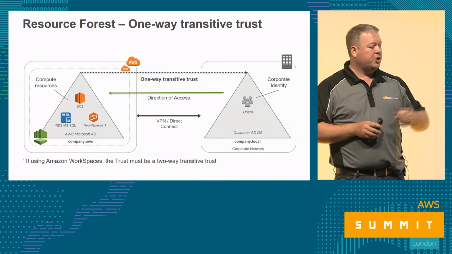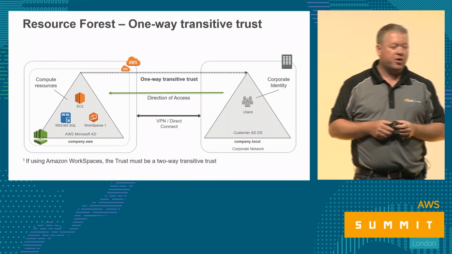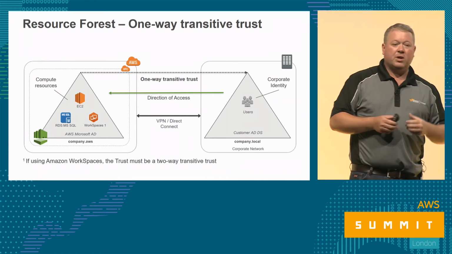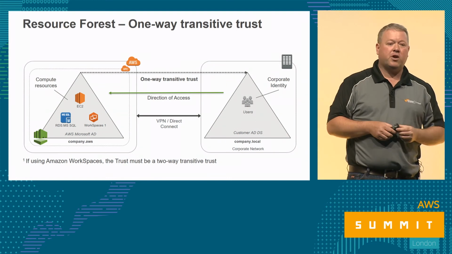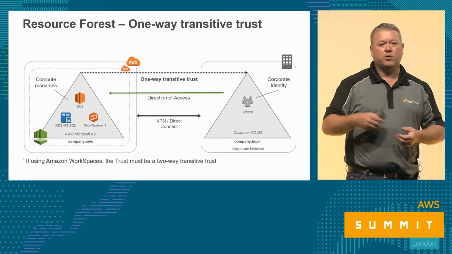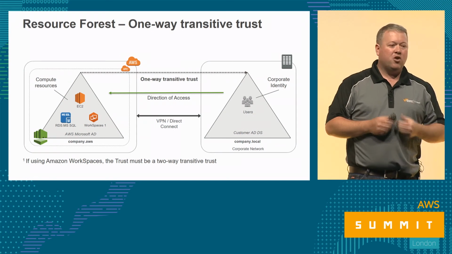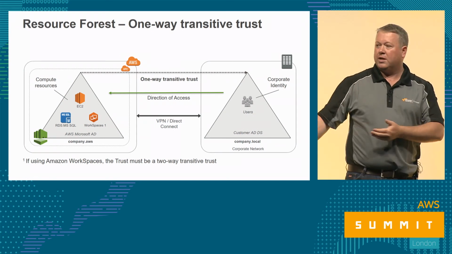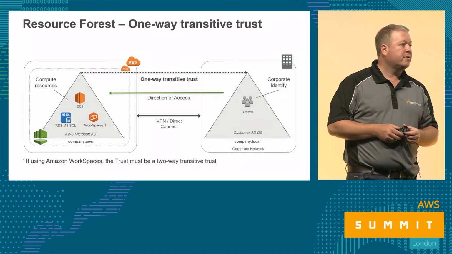So if you look at this, you see the one-way transitive trust. What we mean by that is because it's a forest-to-forest trust, if you're running a root forest with child domains or a root forest with tree domains, you'll be able to enumerate all the users and devices within any of those domain structures.